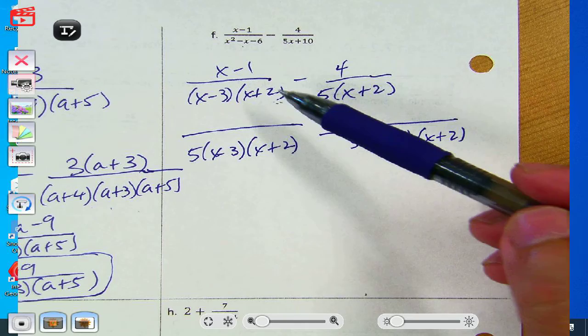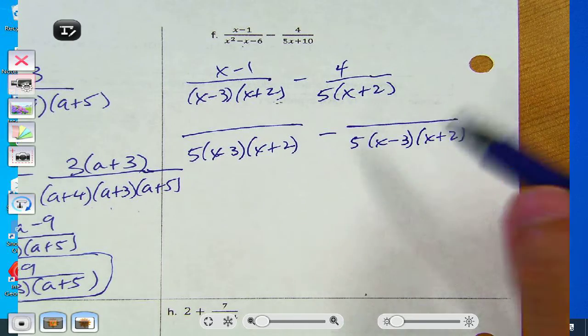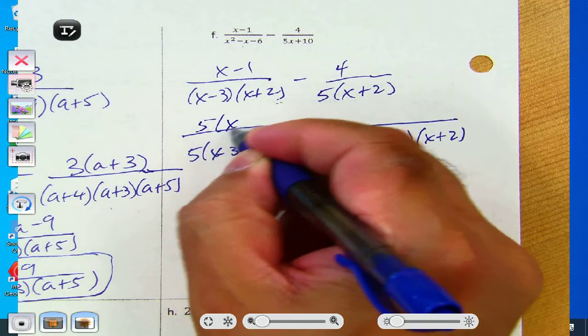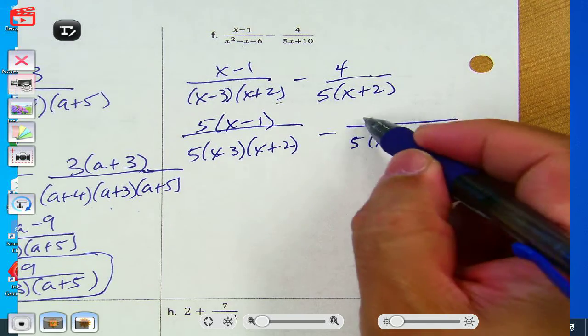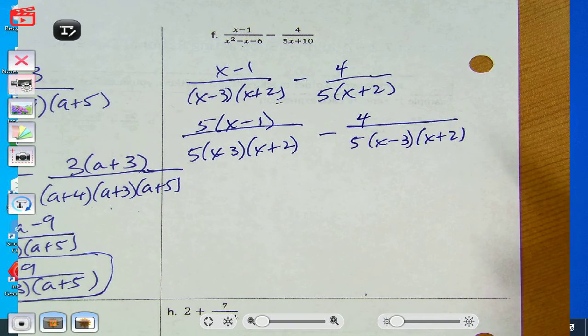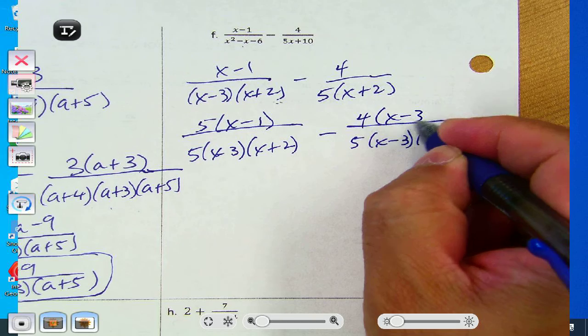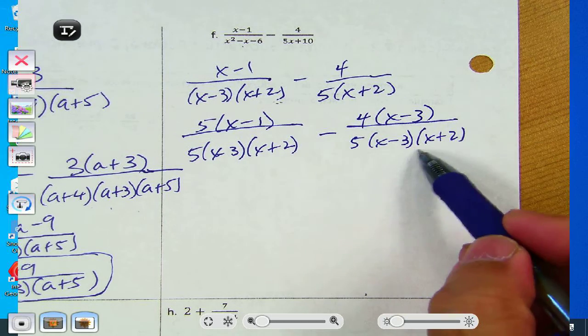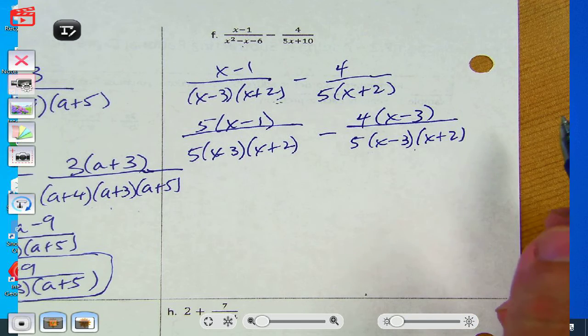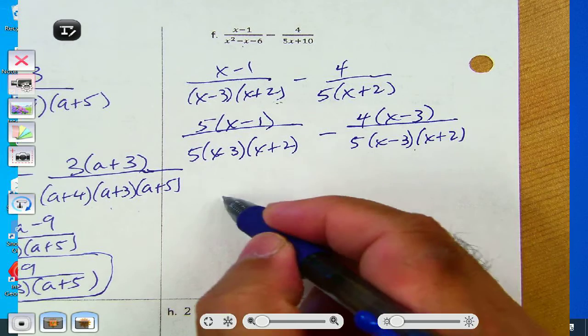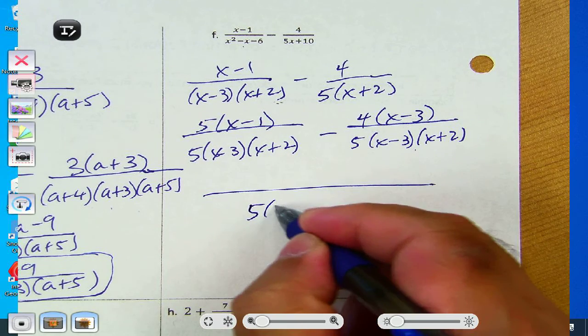So what is new in the first fraction? 5. So multiply the numerator by 5. What's new in the second one? X minus 3, so I multiply by x minus 3. X minus 3 is new, so I put it up top. Alright, so let's write it over one fraction and distribute.